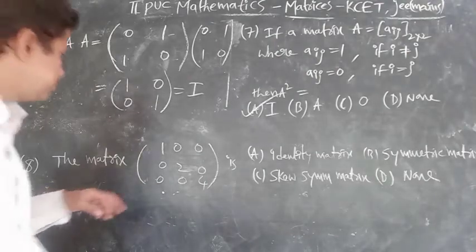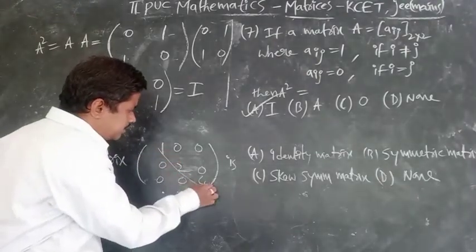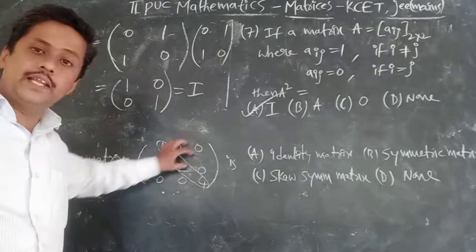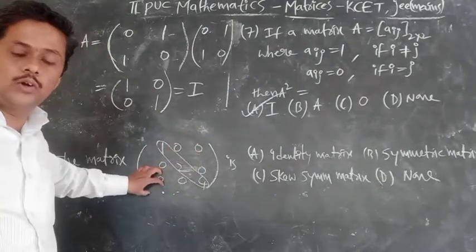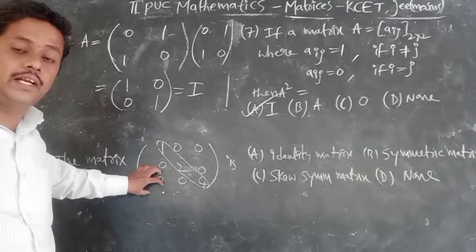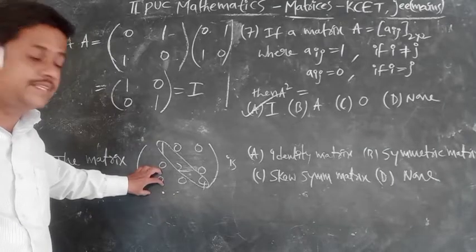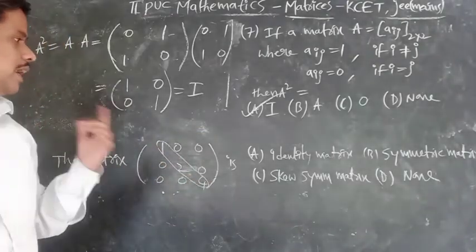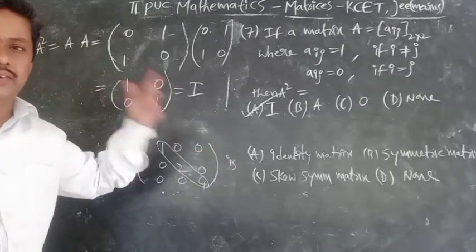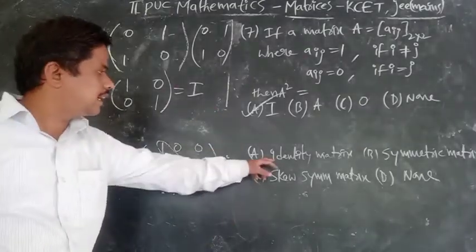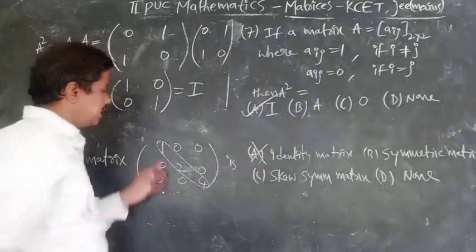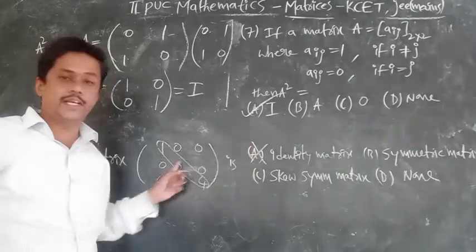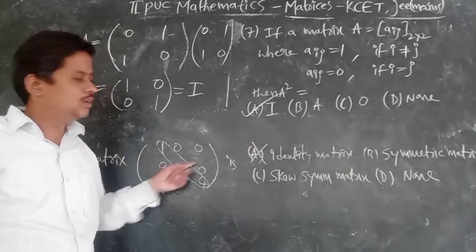If you observe here, the non-diagonal elements are 0. What is the definition of the diagonal matrix? Non-diagonal elements are 0. So this matrix is diagonal. But this is not the identity matrix, because the diagonal elements should all be equal to 1, 1, 1. So it is not an identity matrix, also called a unit matrix. The first option is wrong.